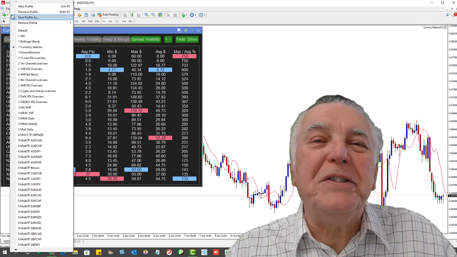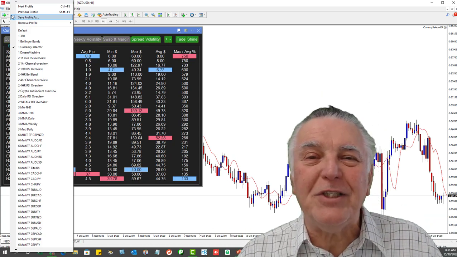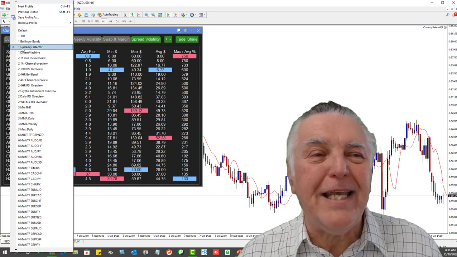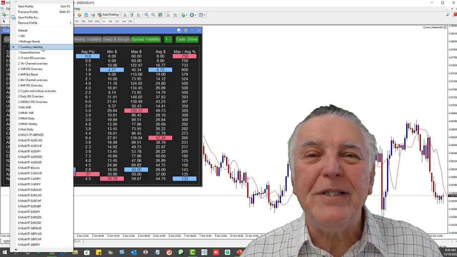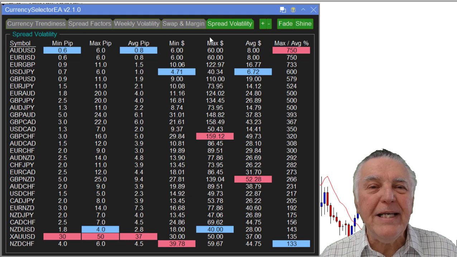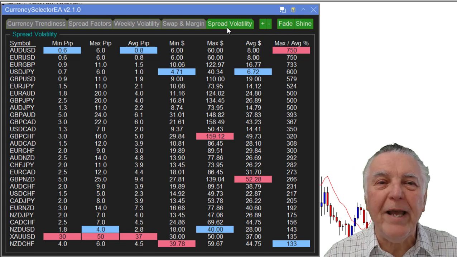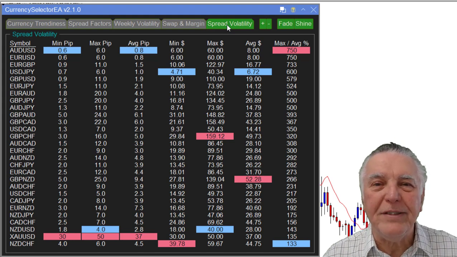As you know, I've got many profiles in my trading charts, and one of the first profiles there is the currency selector tool that I use, and let's go and have a look at the currency selector tool. And here it is, and here is the part of the tool that I want to discuss today. And as you can see, there's a special tab for spread volatility. So let's have a look how we analyze spread volatility.